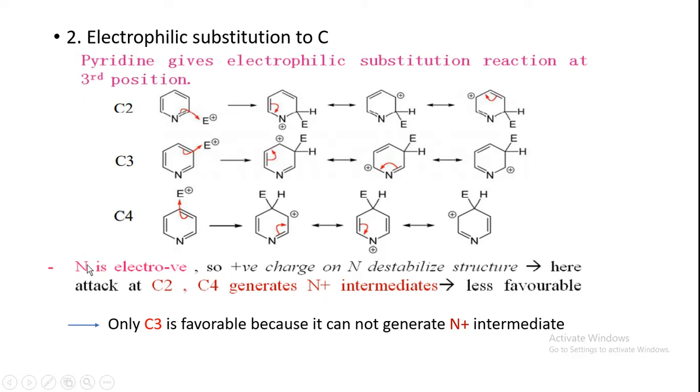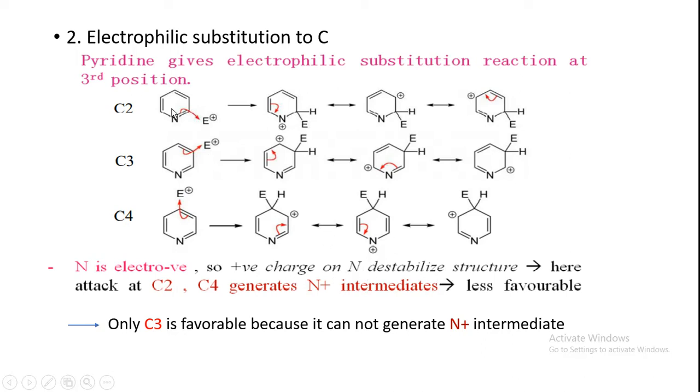Okay, why is it so? Because nitrogen is electronegative, so positive charge on nitrogen destabilizes the structure. If there is any positive charge on the nitrogen, it will destabilize the structure. Here, just see the attack at C2 and C4. C2 means this position and C4 means 1, 2, 3, 4, this position. It generates N+ intermediates, that means positive charge on nitrogen, which will destabilize the structure.